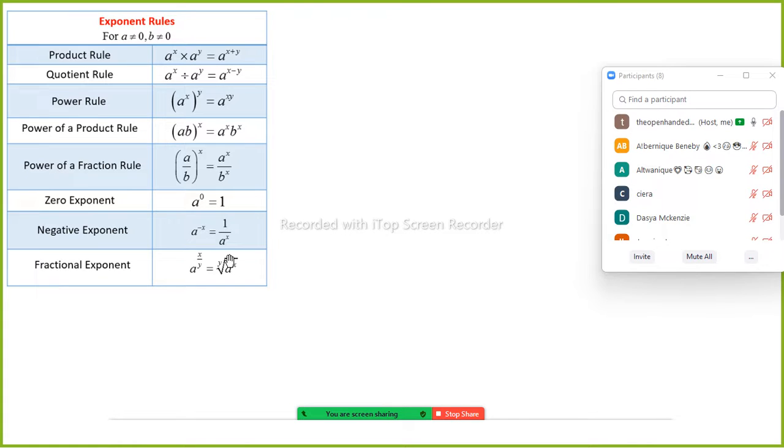And we'll be looking at cases where we have, say, all of the rules together, or some of the rules together. All right, we're going to be looking at those cases. All right.